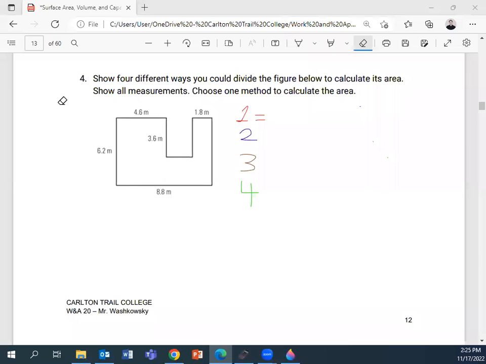So this question here is asking you to show 4 different ways you could divide the figure below to calculate its area. Remember, we've talked a lot today and yesterday about there being multiple ways you can solve a question. In this case, I'm going to show you the 4 different ways. So the first thing I could do, I'm using red for number 1, is cut it up like this.